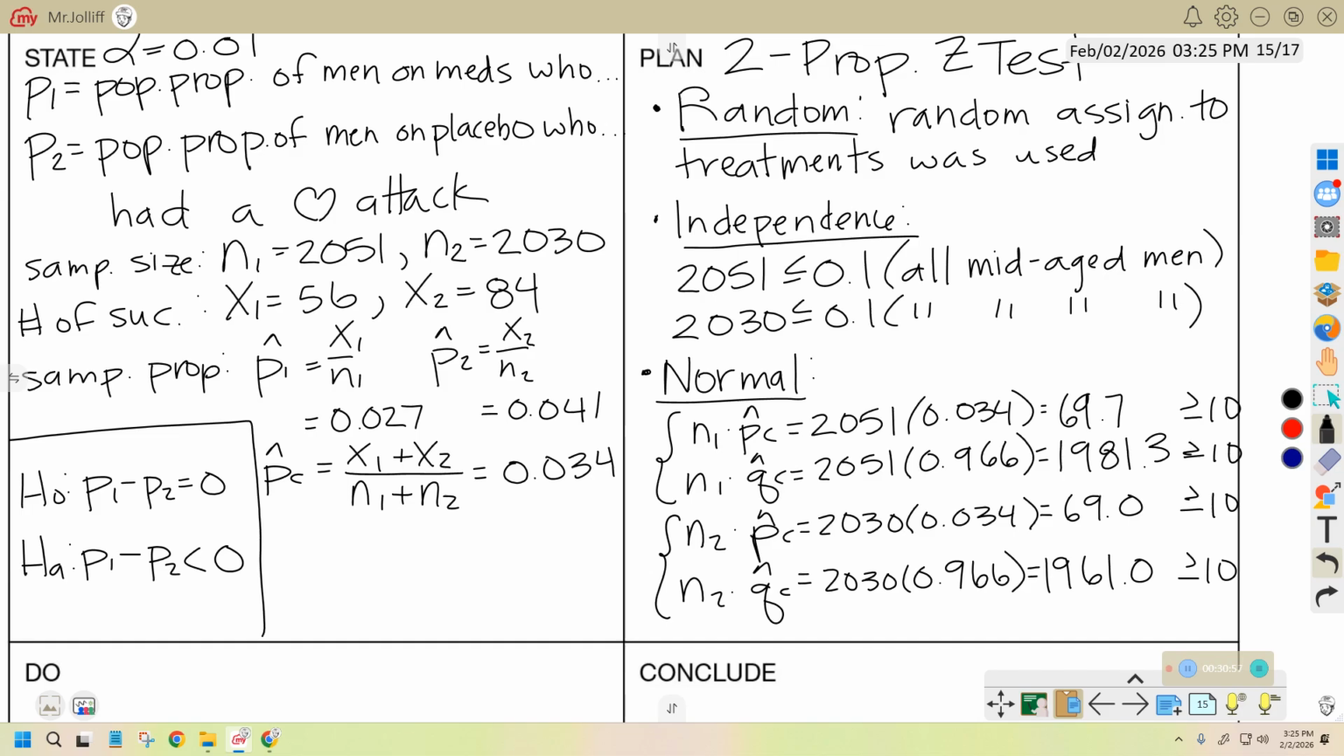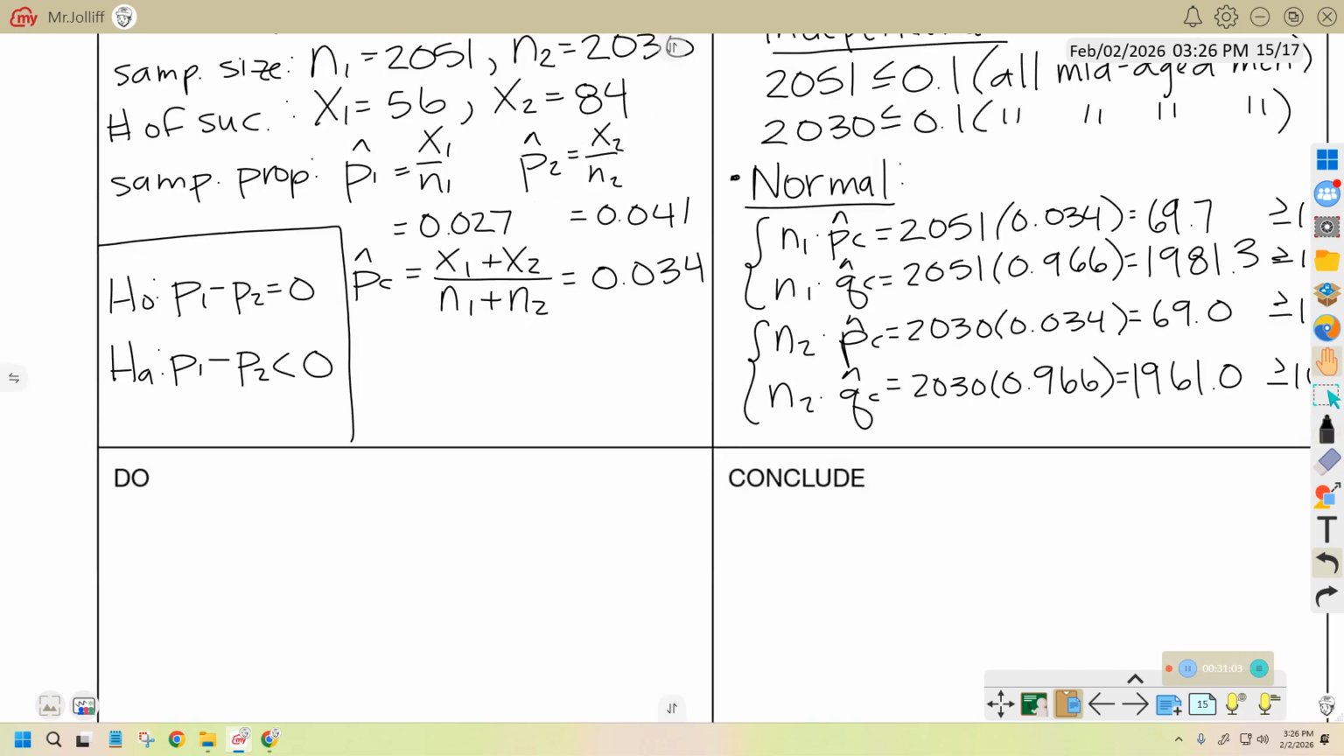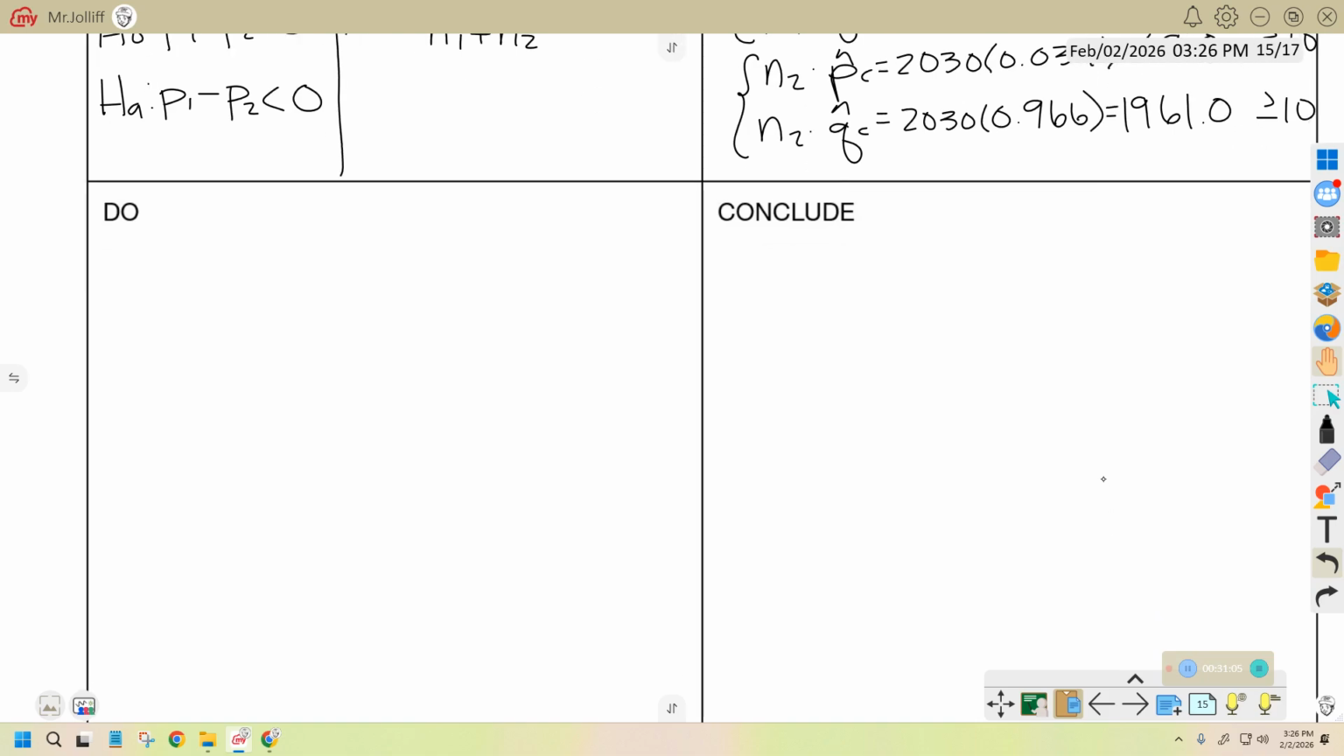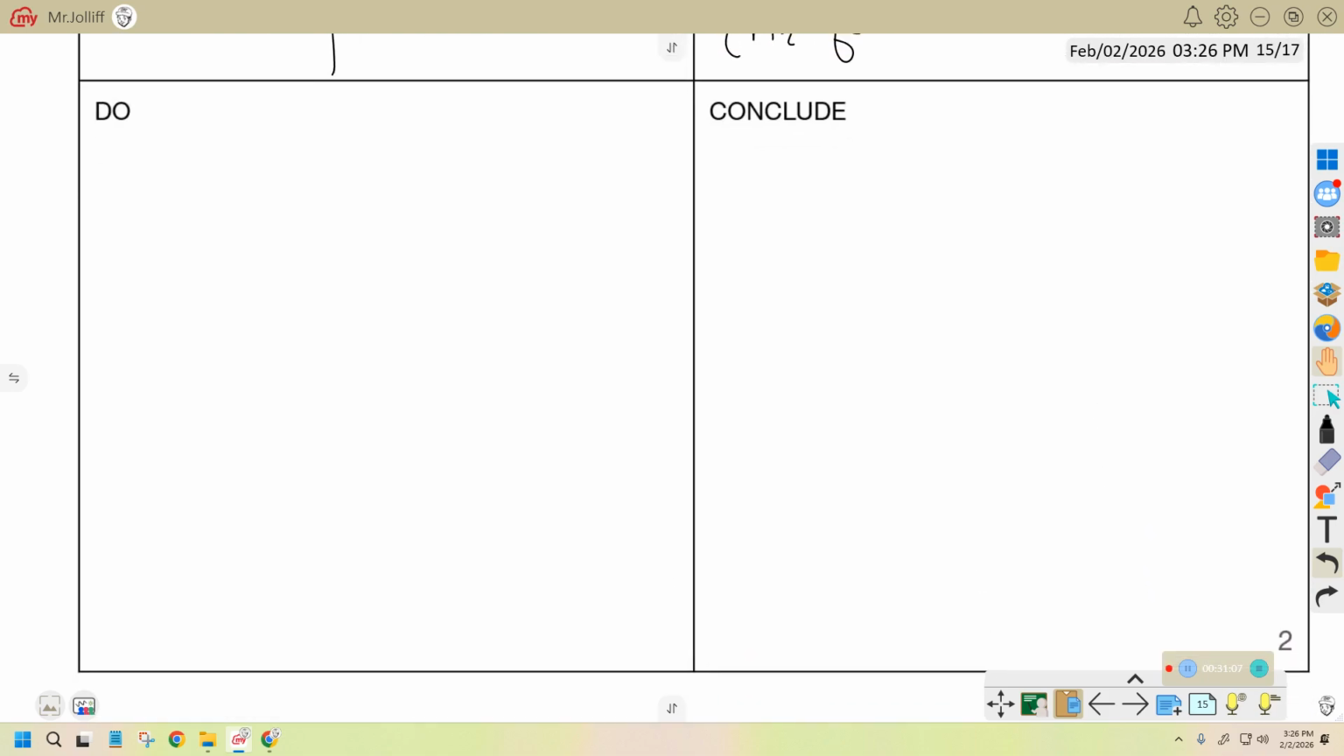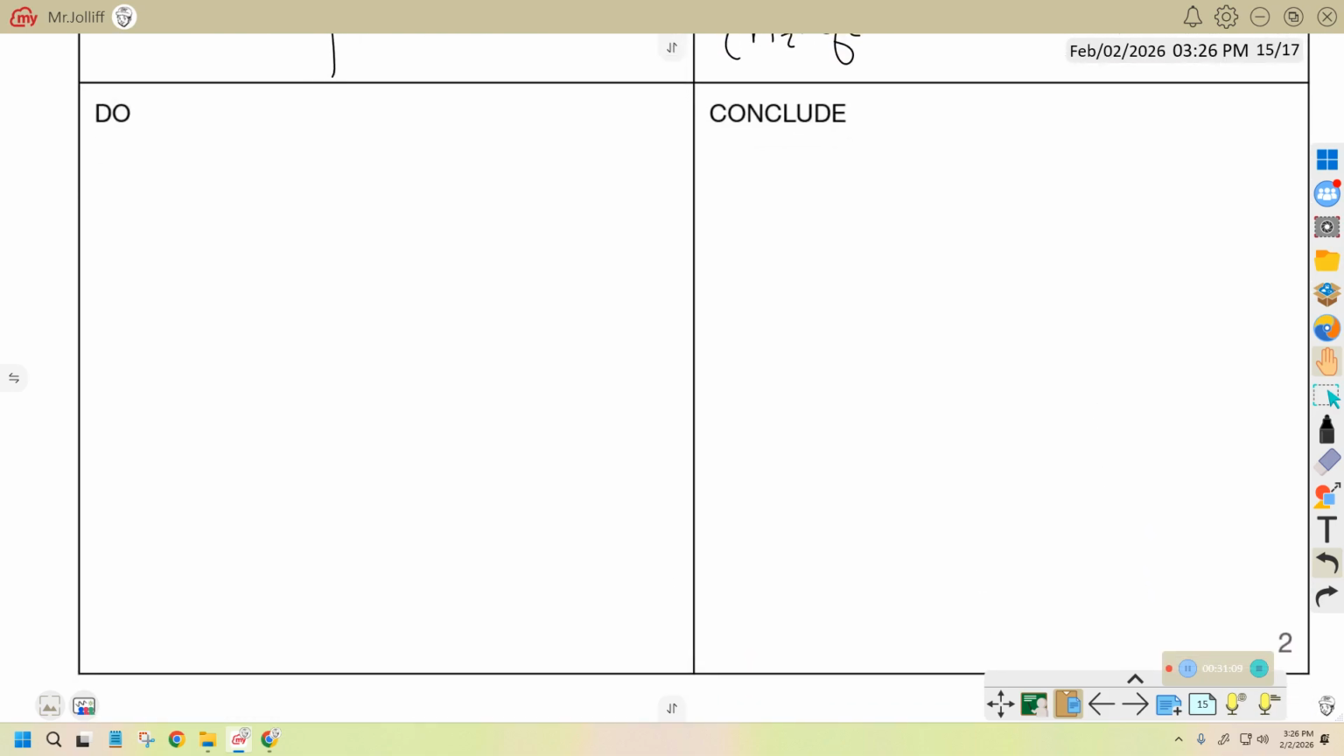The do. Now that we've done all that prep work, now comes just the math. And if we did the state step correctly, when we go to the substitutions, we're pulling numbers from the top box into the bottom box. That's why I built that page that way. So, test statistic.